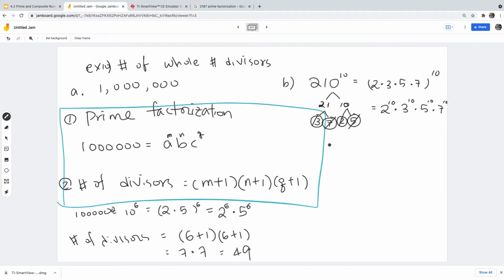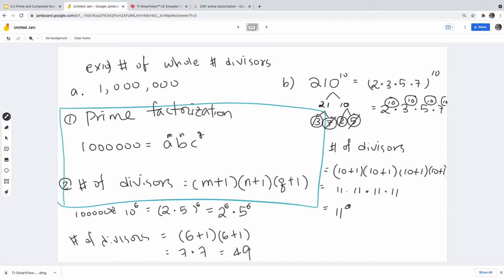Now we can figure out the number of divisors. How? The number of divisors can be calculated as exponent plus 1 times exponent plus 1 times exponent plus 1 times exponent plus 1. So we have 10 plus 1 times 10 plus 1 times 10 plus 1 times another 10 plus 1. And we actually have 11 times 11 times 11 times 11, which is 11 to the fourth power.